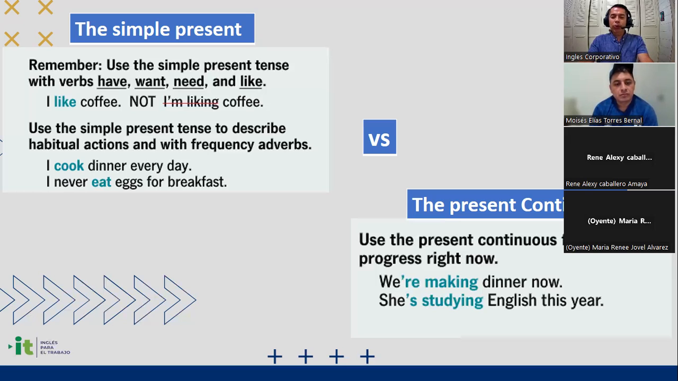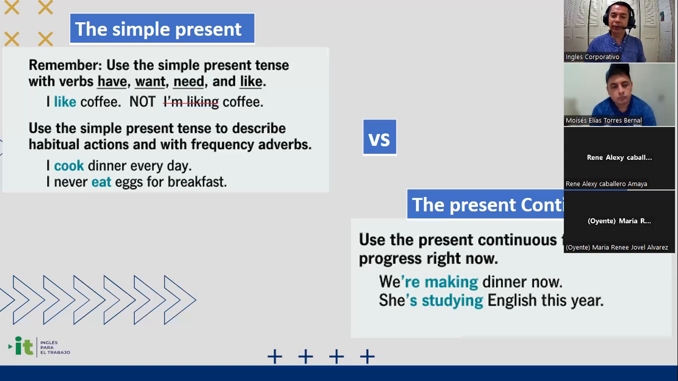But today, let's focus on this, right? The frequency adverbs and the routines. It says habitual actions and frequency adverbs. Every time you see a frequency adverb, never, sometimes, usually, etc., you are in front of the simple present, right? And you would have the example, right? I cook dinner every day. I never eat eggs for breakfast. I sometimes, I usually, I rarely, I generally, I seldom, I always, et cetera, right? So again, habitual actions or routine events, that's the simple present.